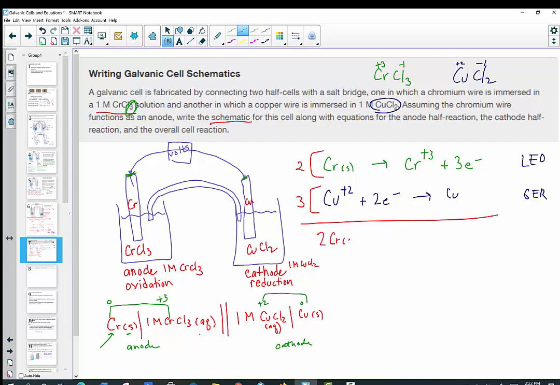2 solid chromiums react with 3 aqueous ions of copper +2 to form 2 aqueous ions of chromium +3 and 3 solid coppers. We are balanced by both mass and charge. The number of atoms on both sides are the same. That's the coefficients. And the overall charge is the same, +6 on both sides of the equation. We're balanced by both mass and charge.